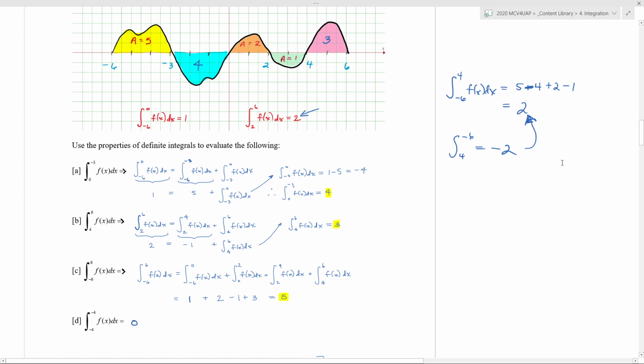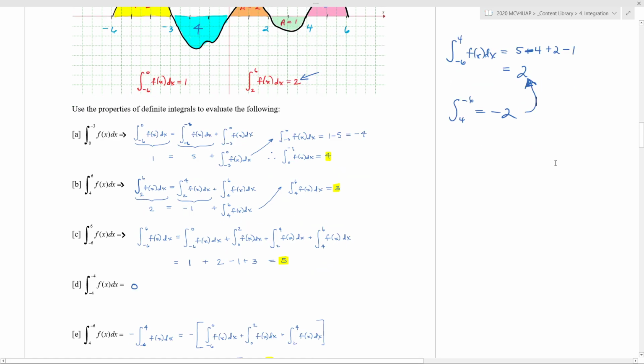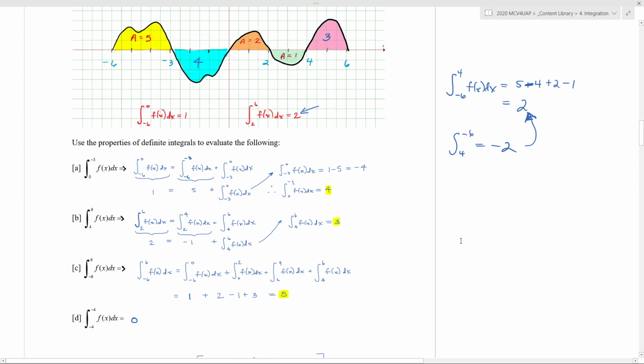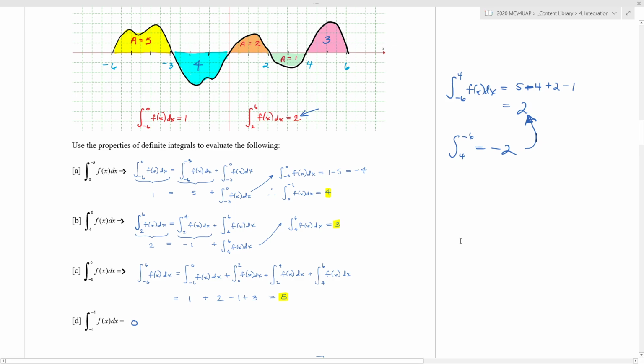That's how I would do it. But I've written it out for those of you that want to see it in the proper mathematical form, but it's not necessary. Any questions on that?